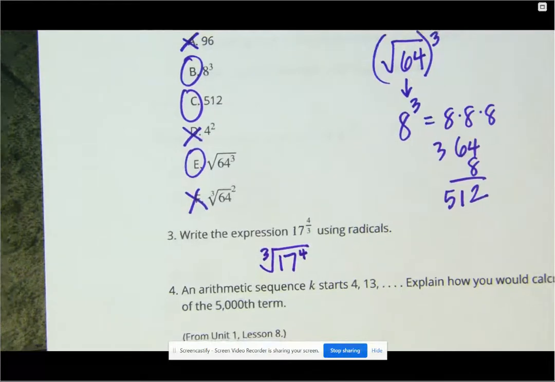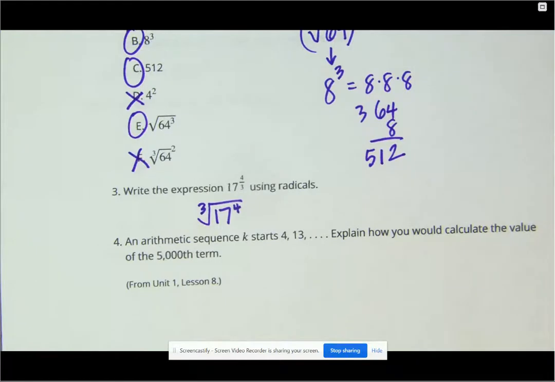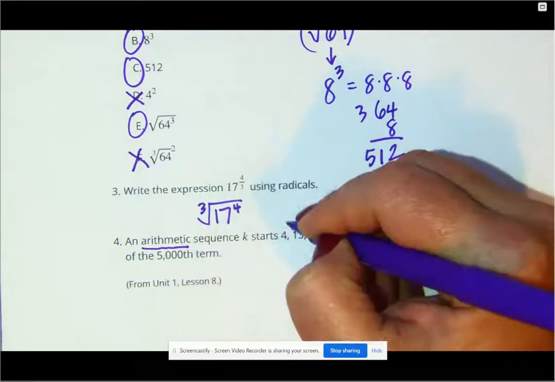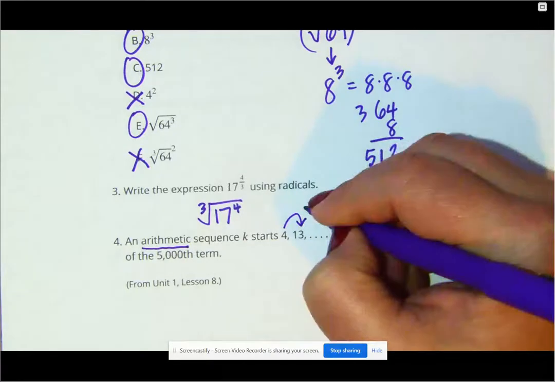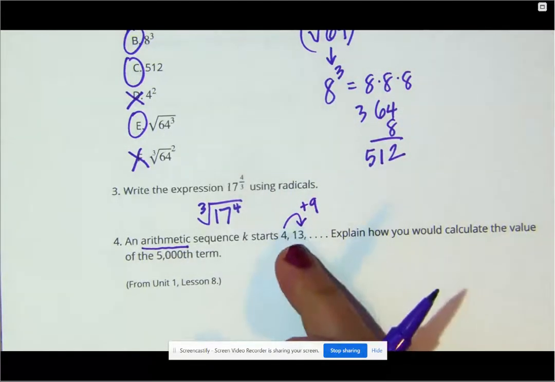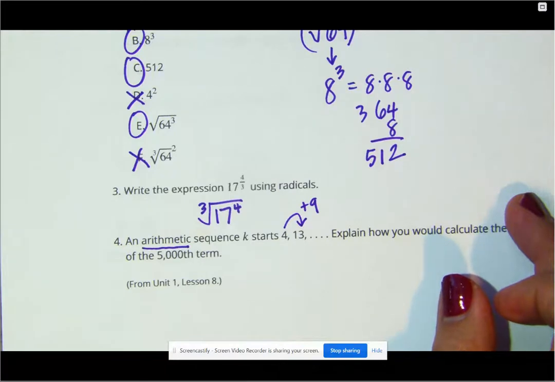Number 4, oh, back in the good old days when we first started remote learning, Unit 1 says an arithmetic sequence starts with 4, 13, and so on. Explain how you would calculate the value of the 5,000th term. Well, first of all, it's arithmetic. So that means I'm going up by adding or subtracting. So that looks like I'm adding 9 every time. I could go ahead and add 9 until I got to the 5,000th term, but boy, that would take a long time. So it would be a lot better if I would just write a rule.